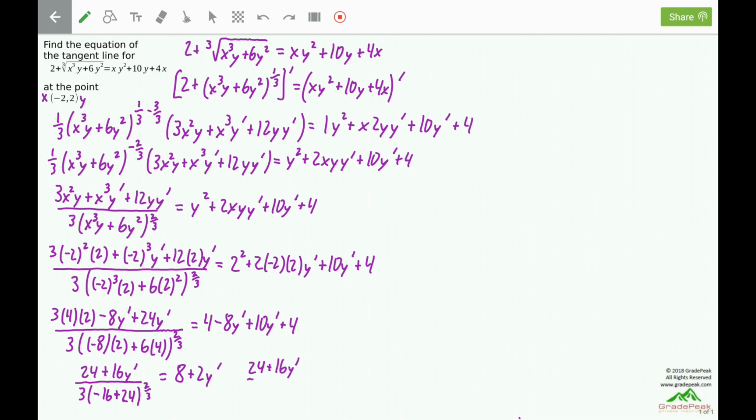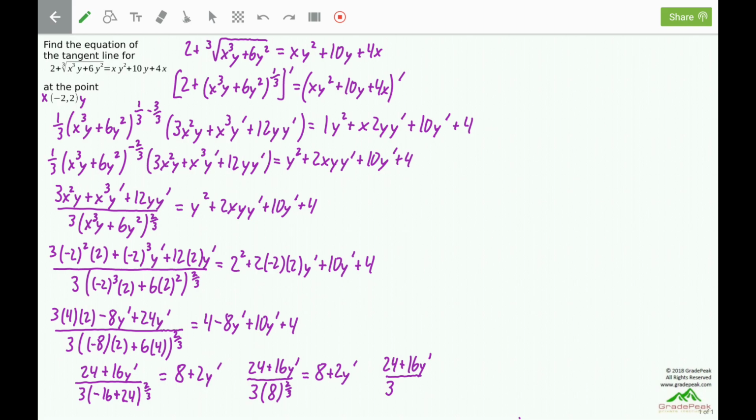So we now have 24 plus 16y prime divided by 3 times 8 to the 2/3 power equals 8 plus 2 y prime. So 24 plus 16y prime over 3 times 8 to the 2/3.